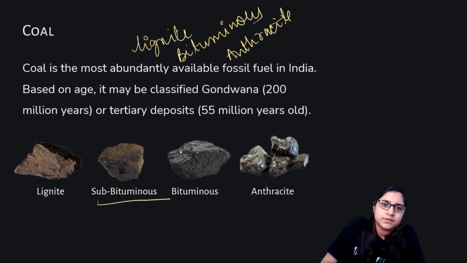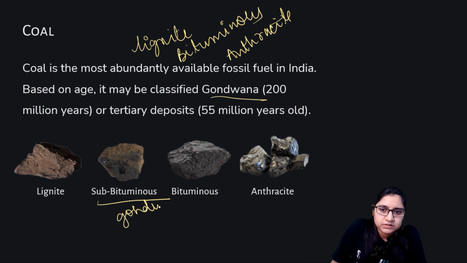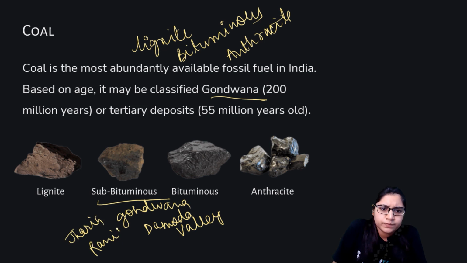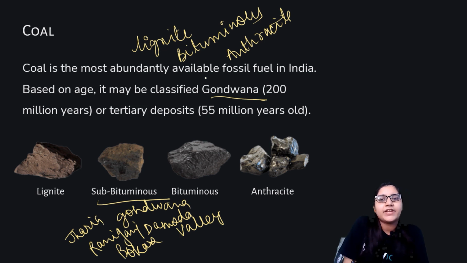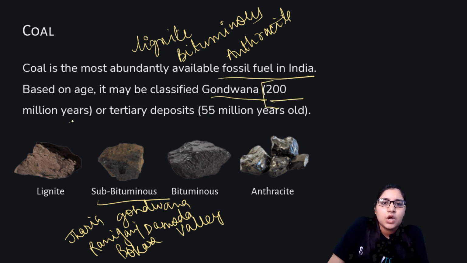They are located in Gondwana land, Damodar Valley, then Jharia, Raniganj, Bokaro. These are the other areas. So coal is the most abundantly available fossil fuel in India. Based on age, it may be classified Gondwana, that is 200 million years, or tertiary deposit, that is 55 million years old.